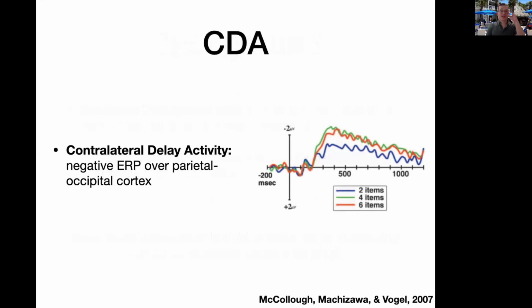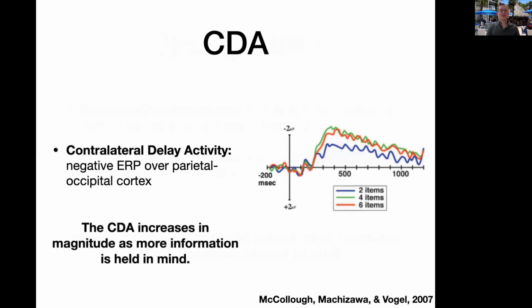Because this information is not available by analyzing behavior alone, we measured how much information subjects were holding in mind by recording EEG while they performed an ensemble perception task. In particular, we measured the contralateral delay activity, or CDA, which is the lateralized negativity over posterior scalp that indexes how much information is being actively held in mind. That is, as we can see in the figure from prior research, plotting the CDA difference wave, the CDA increases in magnitude as more information is held in mind.